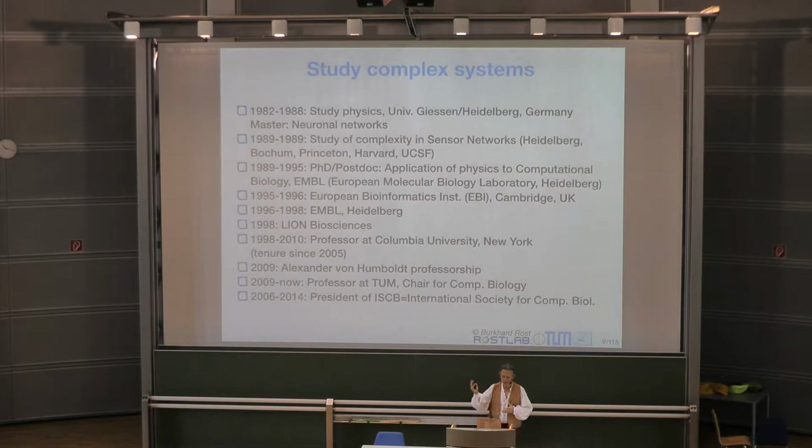I did a physics master in Gießen University in Germany, then went on to Heidelberg, did my master itself on neural networks, studied the complexity of sensor networks in Heidelberg, Bochum, Princeton, Harvard, and UCSF, did a PhD and a postdoc in computational biology at the MBL in Heidelberg, did a brief study at the European Bioinformatics Institute that was started then, the EBI at Cambridge, UK, went back to the MBL, went to a company, Lion Biosciences, and then became professor at Columbia University.